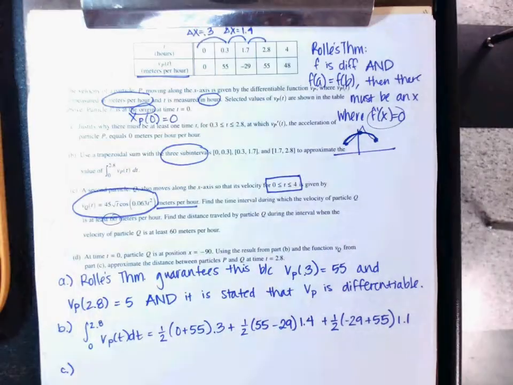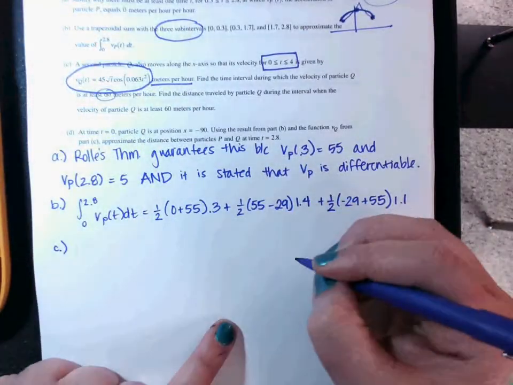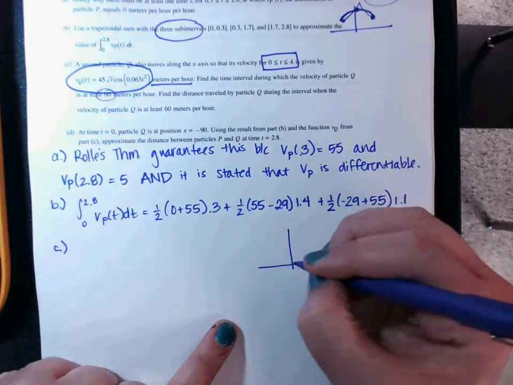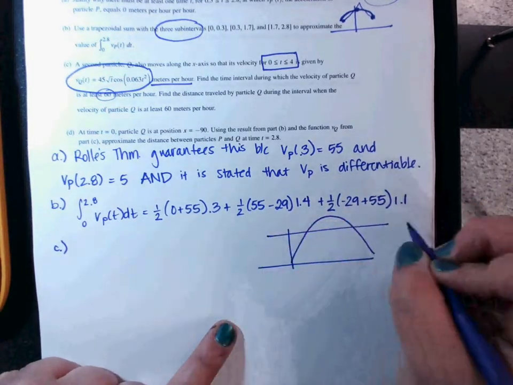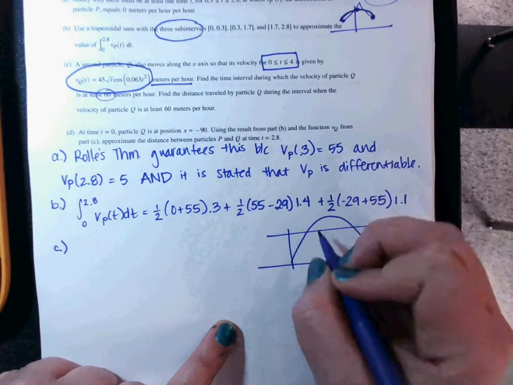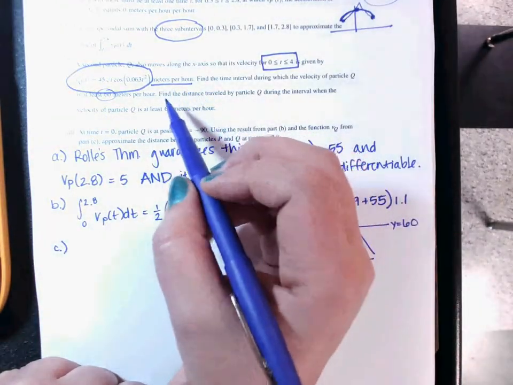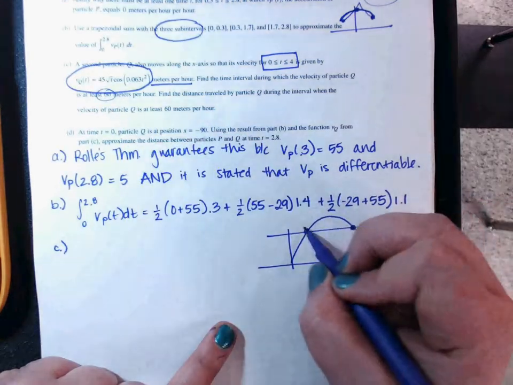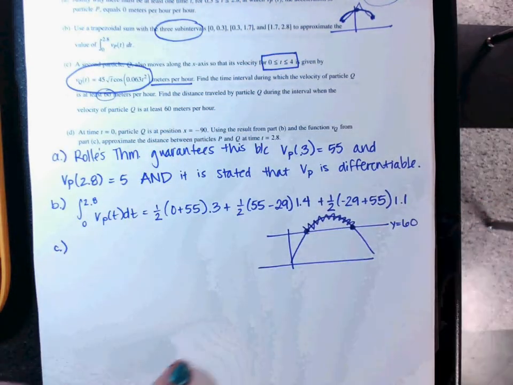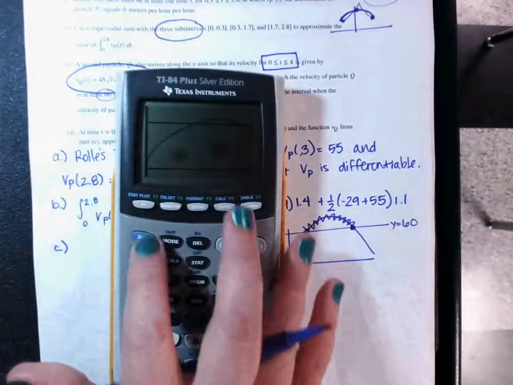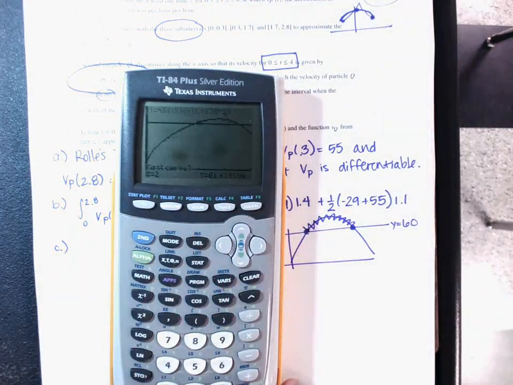Okay, so I'm going to sketch this right here. Okay, so for my graph, went like this. Here's 60. So then I want this interval right here where it says it has to be at least 60. So I'd want this interval right here. So let's find our intersection. Second, trace 5. Enter, enter, enter.